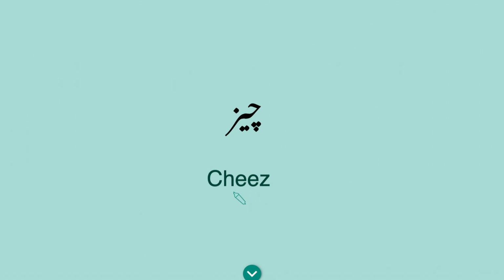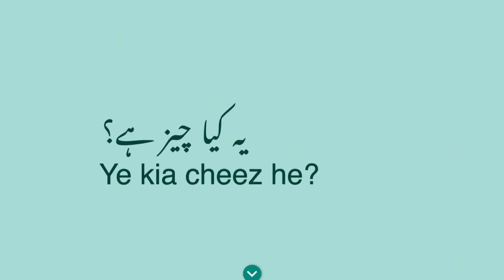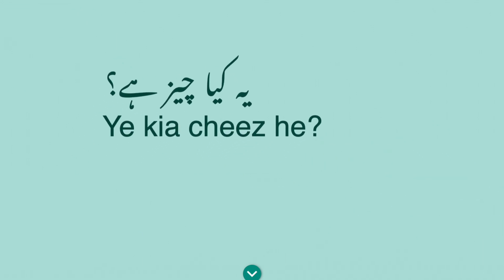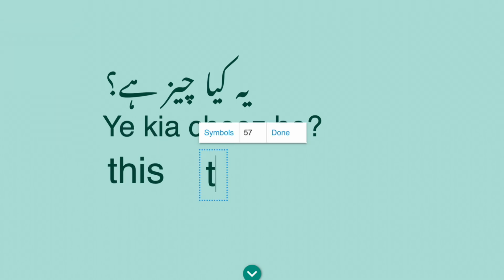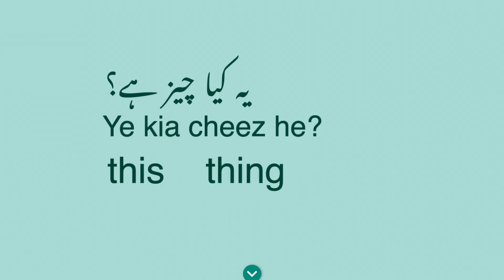Let's get started. The first noun is cheese. Cheese means thing. What is this thing? ये is this. क्या is what. Cheese is thing. So what is this thing? It's a feminine noun.